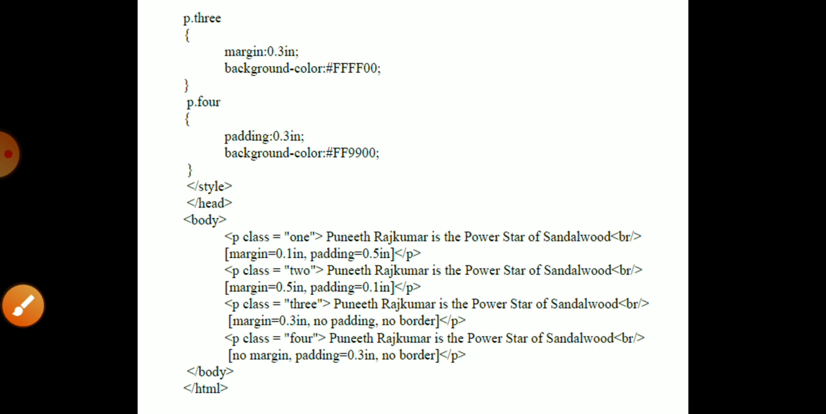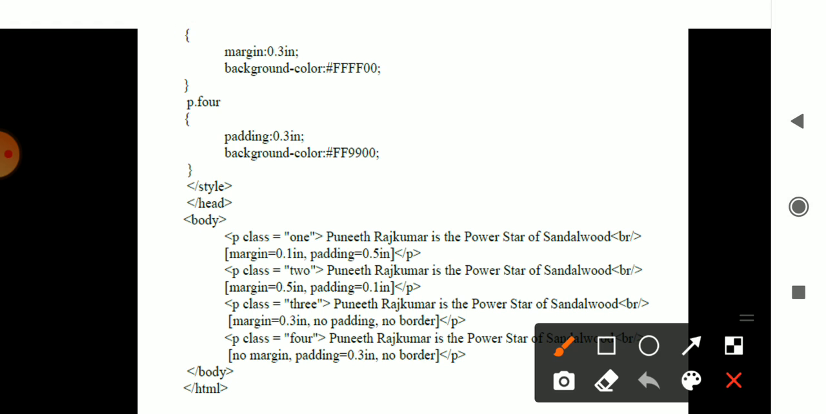In class 3, you have only two properties: margin is 0.3 and the background color is considered. Then in class 4, you consider the padding and the background color. Then style close, head close.